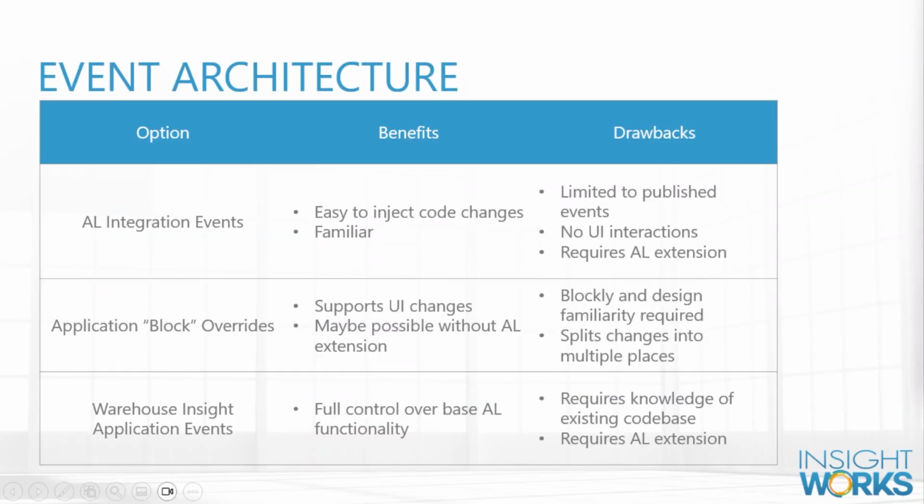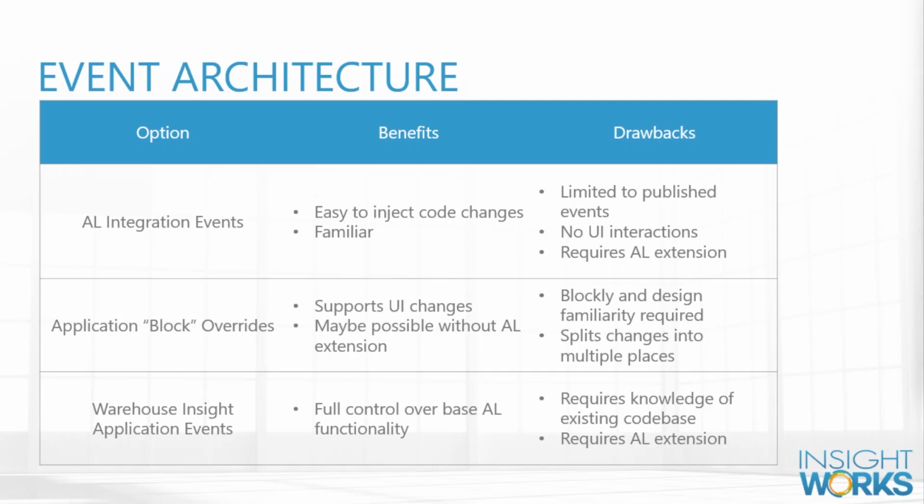Okay, so what are our options? Well, at a high level, we have three of them. We have AL integration events, application block overrides, and then Warehouse Insight application events. So AL integration events, those are basically your AL publisher-subscriber models.